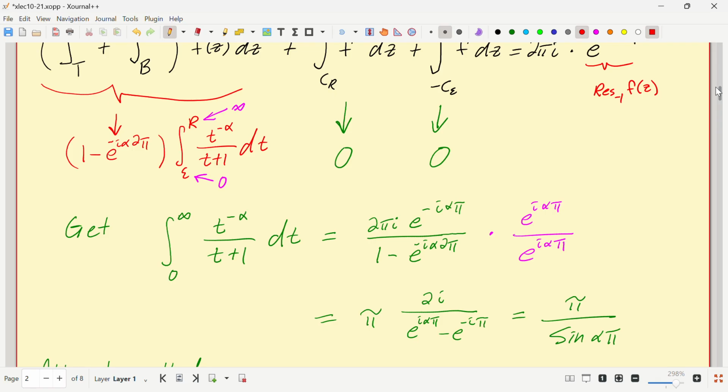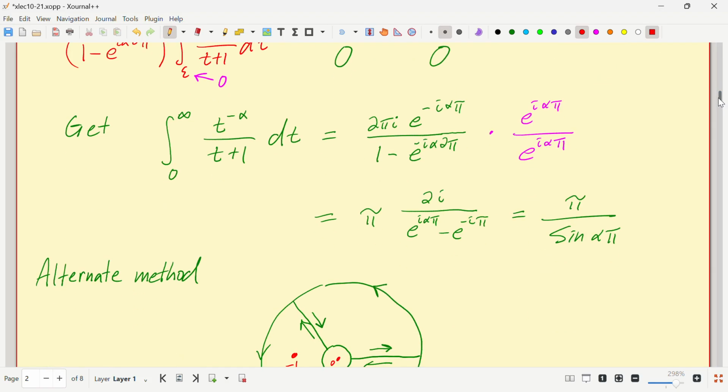So I pull out the pi. I've got a 2i there. And I realize if I multiply the top and the bottom by e to the i alpha pi, I get exactly pi over the sine of alpha pi. Okay, so that's the answer. Nice looking number for such a weird integral. Questions about that?